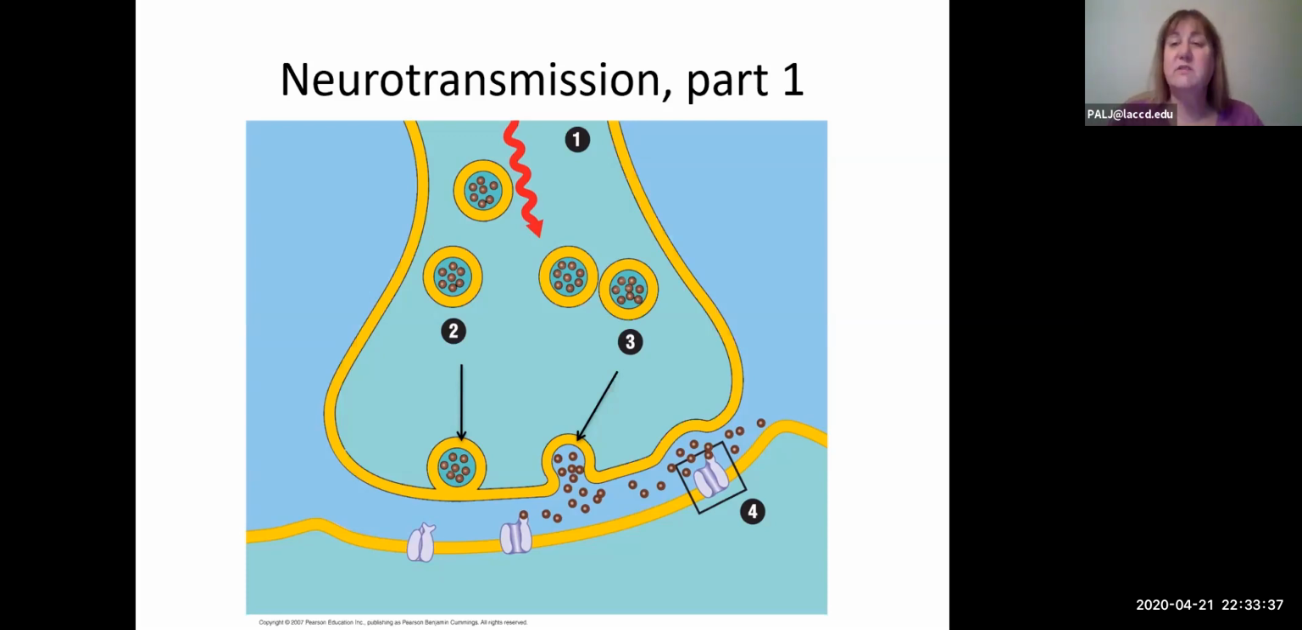All right. So should we start over again? Action potential starts in the axon hillock, travels down the axon till it reaches the axon terminals and specifically the terminal boutons.